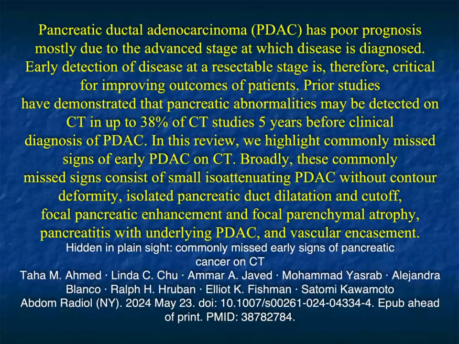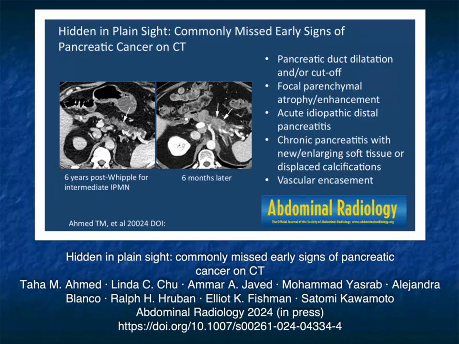So we looked at things: isoattenuating lesions were always a challenge, isolated duct dilatation and cutoff, focal pancreatic enhancement, focal pancreatic atrophy, pancreatitis with underlying PDAC, and vascular encasement. So we looked at all of the features, and again, we've always emphasized them: changes in texture, changes in the duct, focal atrophy, anything that looks different, you need to be suspicious.